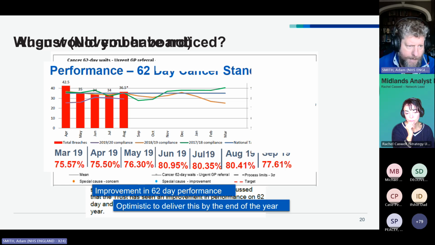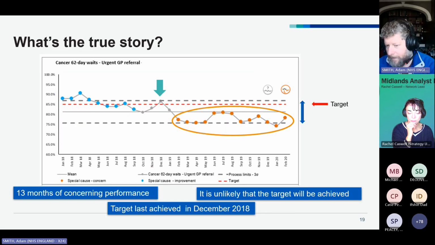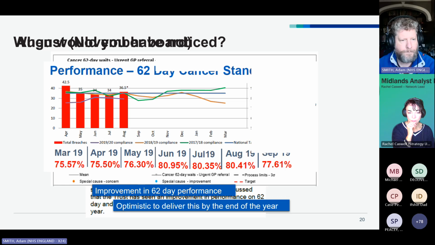So this is some of the narrative, and again we've pulled some things out. They said there was an improvement in 62-day performance and were optimistic for the delivery by the end of the year. But actually, I'll go back a couple, we can see that there was that 3 dots higher than the 4 dots previously, but there wasn't statistical improvement, and they didn't deliver by the end of the year. And then, as I say, we all know what happens next. COVID hits, and I'm sure they then didn't deliver.